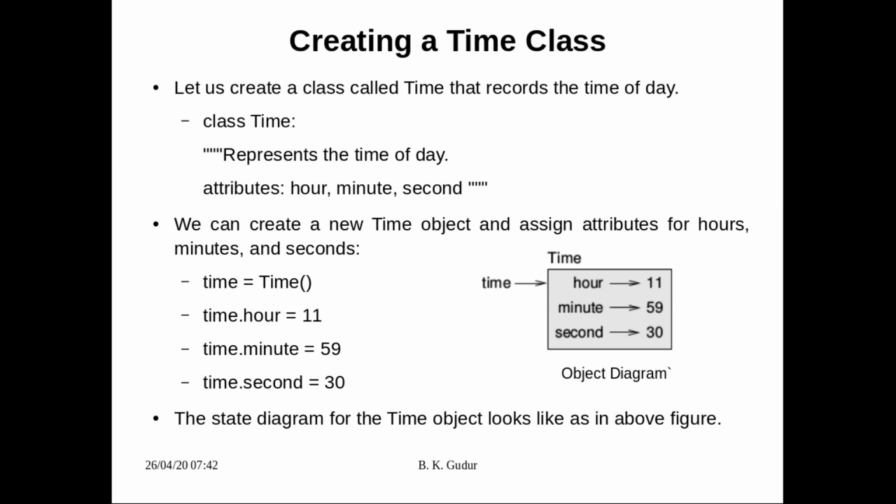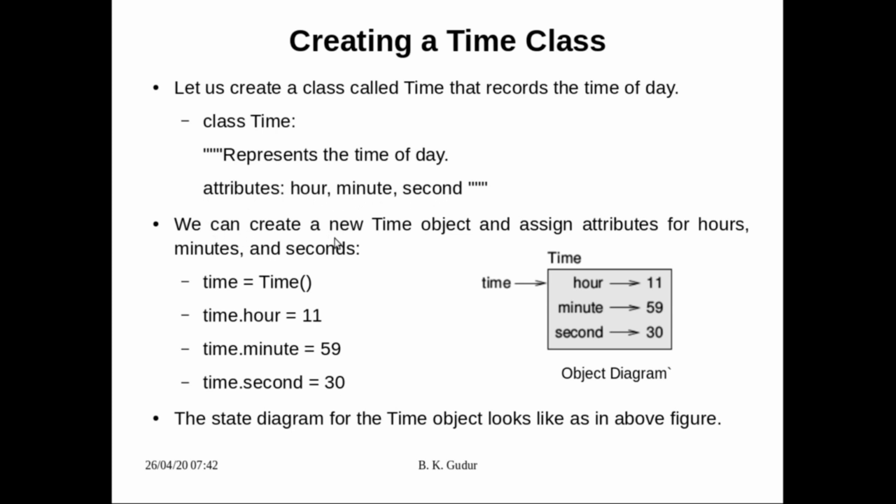First we are going to create a class called Time. So let us create a class whose name is Time that records the time of the day. This is a docstring which will tell what type of class this is. This class is going to represent the time of day, and here we are going to use three attributes because time will have three attributes: one is hour, the second is minute, and the third is second.